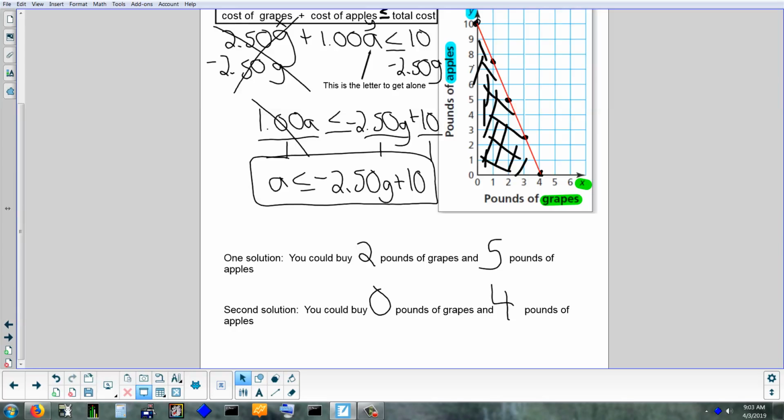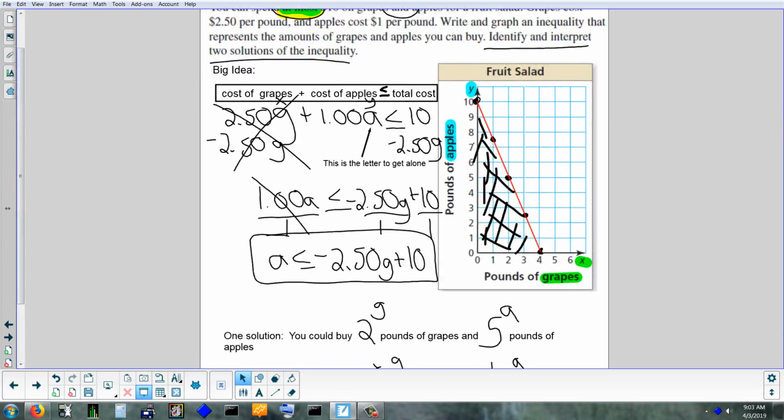0 pounds of grapes, 4 pounds of apples. Now, my grapes, remember this is my G, this is my A. If I plugged in 2 for G and 5 for A, it would give me a true statement. I'm not going to do it now, but if I plugged it in, it would give me a true statement. What's on the left hand side would be less than what's on the right.